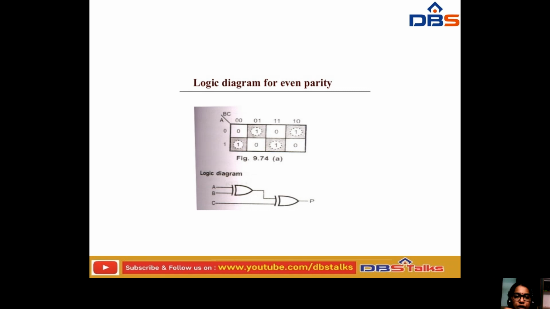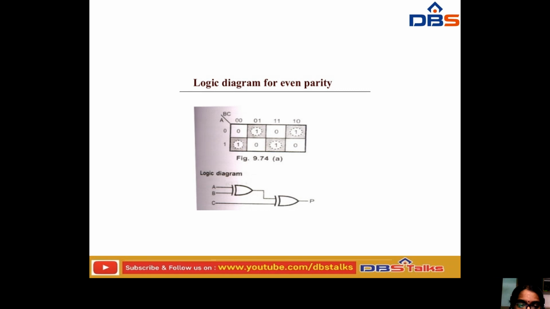See how it is a logic diagram for the even parity. If you have observed this truth table, 0 0 0 0, 0 0 1 1, 0 1 0 1, 0 1 1 0, and so on. Just like that, we have drawn this truth table, no? K map. This is a K map for that.